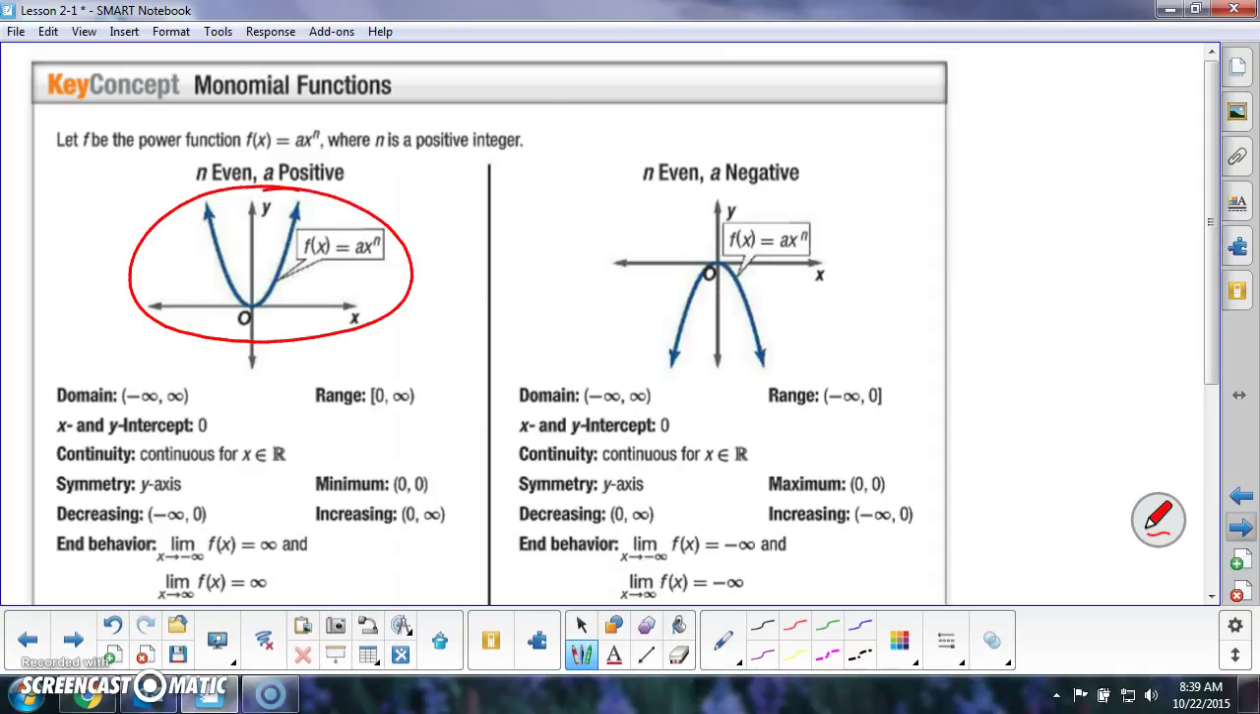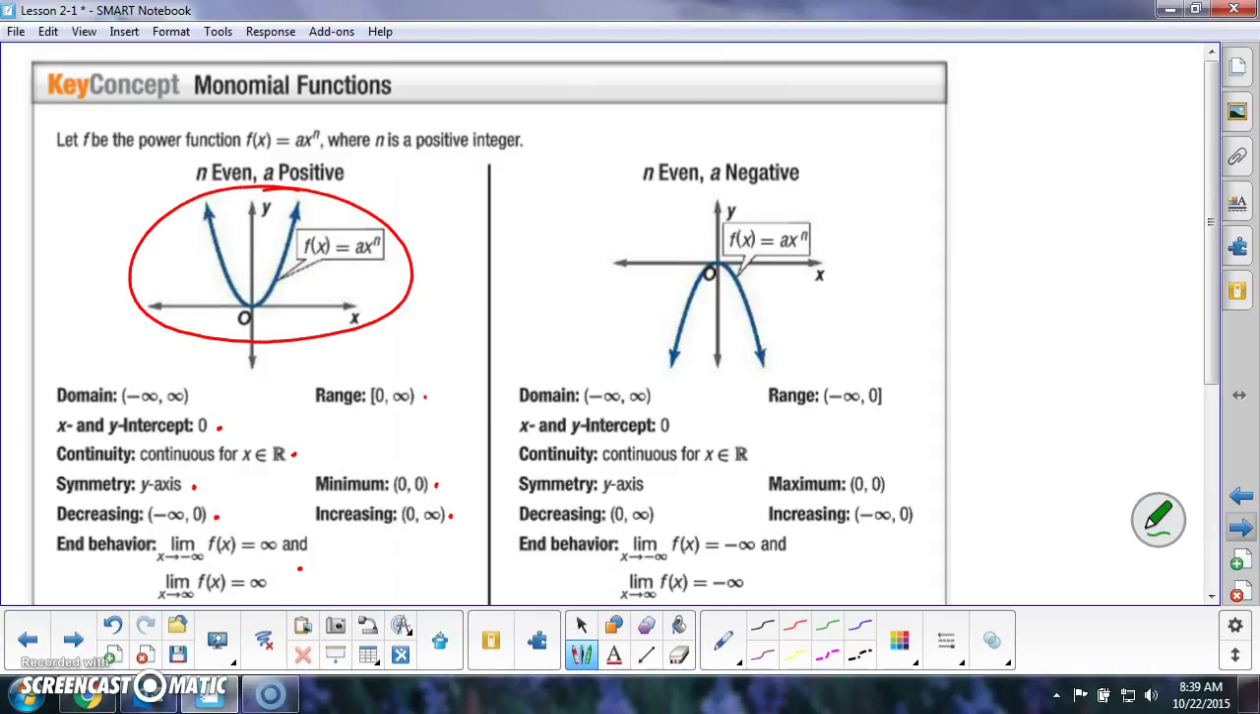Down below are the characteristics of a function that has an even exponent with a positive lead coefficient. The domain is all real numbers. The range is from 0 to infinity. The x and y intercept are 0. It's continuous everywhere, all real numbers. There's symmetry of the y-axis. There's a minimum at 0, 0. It's decreasing on the left side of the graph from negative infinity to 0. It's increasing on the right side of the graph from 0 to infinity. And you've got your end behavior down below here, saying both ends are going up.